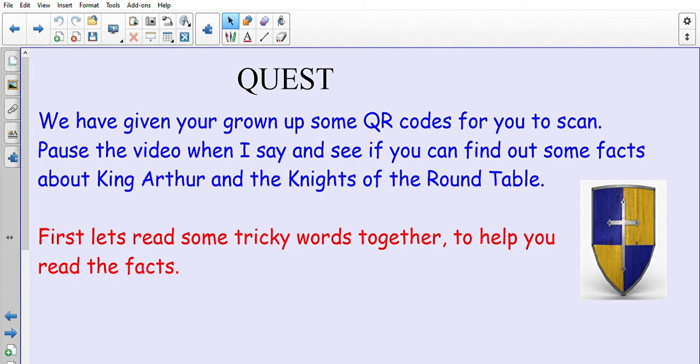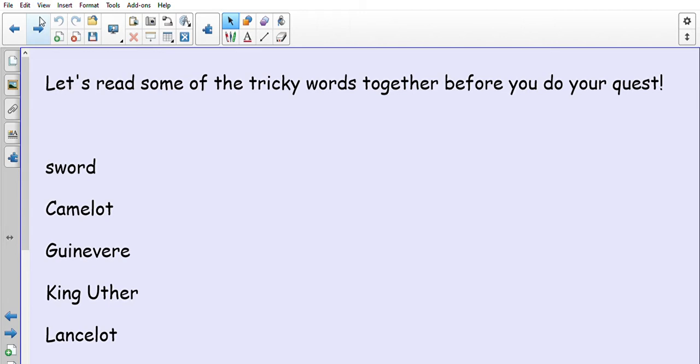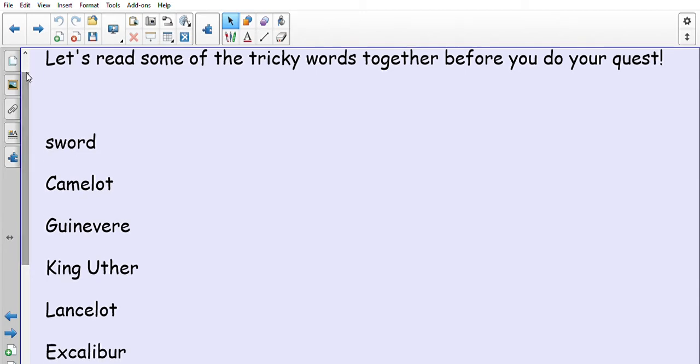Before we do that though, I want you to look at some tricky words with me to help you read the facts. So these are some of the tricky words before you do your quest, because I don't want you getting stuck on the reading. So one of the tricky words is sword. Okay, I think sword looks a little bit like it says sword, but the word is sword. And then we have Camelot. That's the place that we looked at the picture a minute ago.